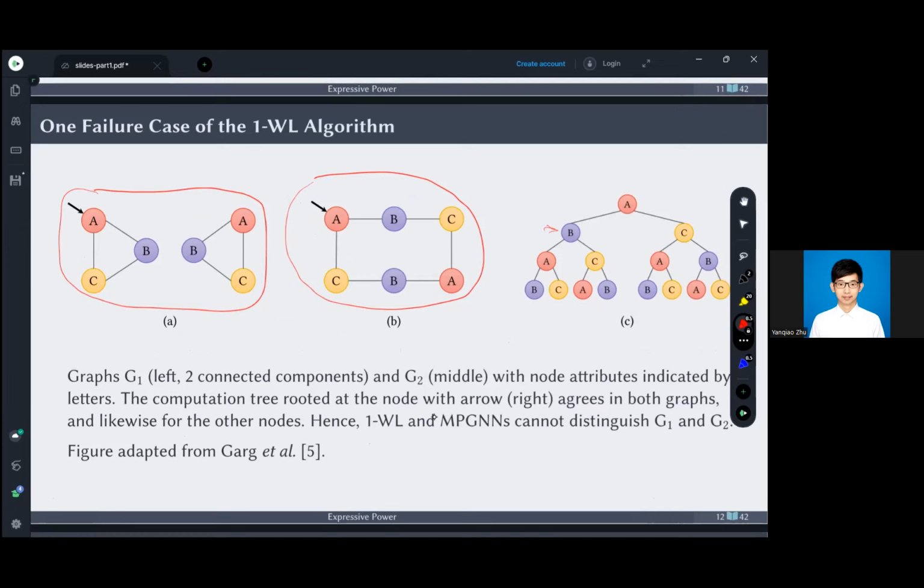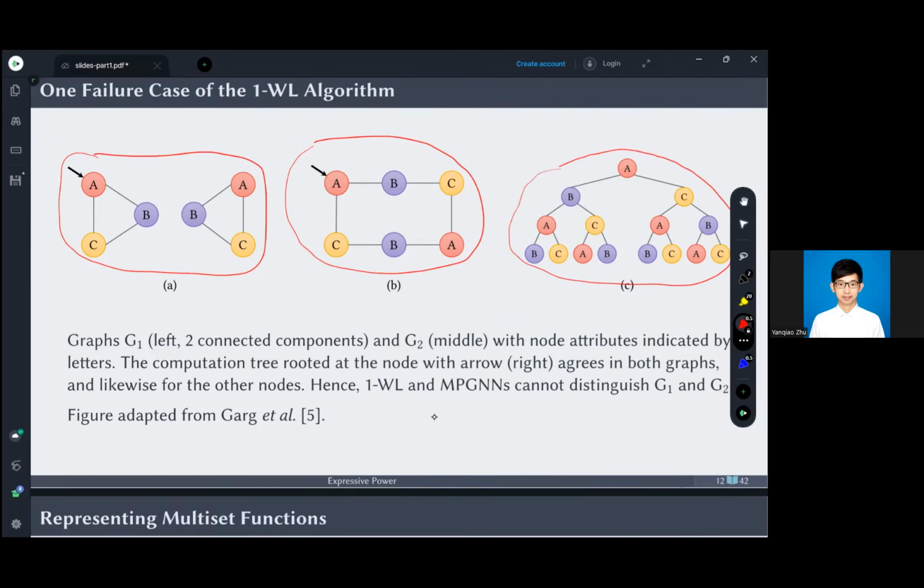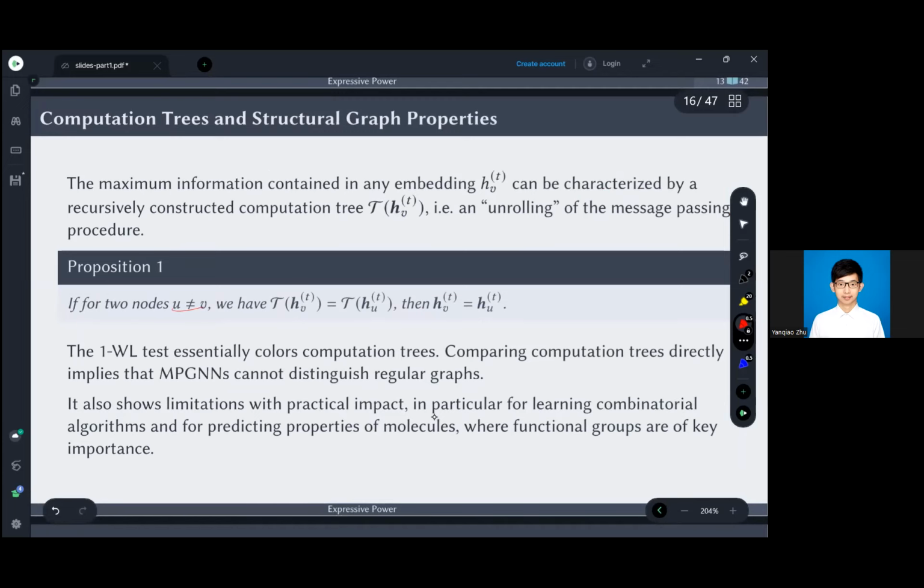So when we are comparing whether the node representations are identical to each other, we are actually comparing the computation tree of each node. Again, if two nodes are not identical to each other, then we have different computational trees based on the embeddings.